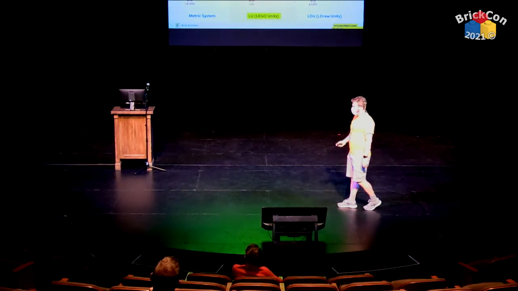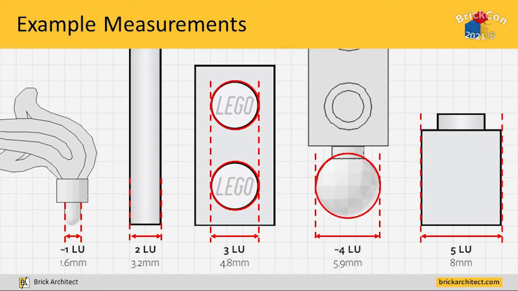But we'll talk about that as we go. So here are some example measurements just to lock it in your brain as we're talking. This first one is the way in which a plume would attach to the little tiny hole on the top of a minifig's head. That also is the exact same diameter as the stem that flowers connect to.